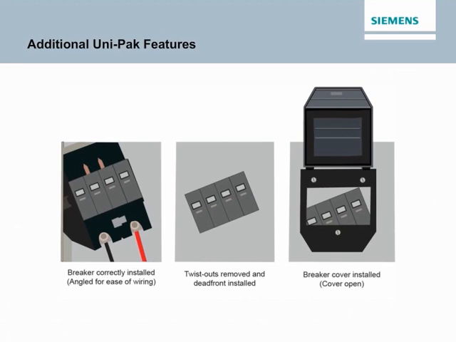125 amp Unipack units accept QP circuit breakers, and 200 amp units accept QPP breakers. All Unipack metering comes with a floating dead front. The dead front mounts over the breaker section. The twist outs on the floating dead front serve as filler plates to prevent access to live components when installing a 100 amp circuit breaker instead of a 200 amp circuit breaker.